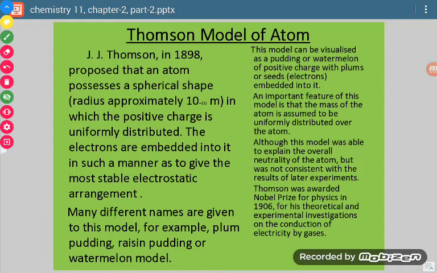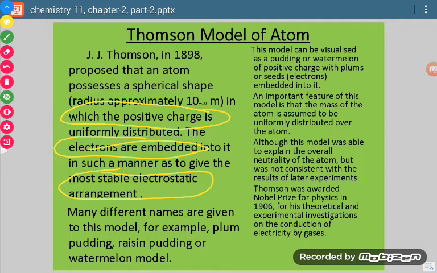The electrons are embedded. Embedded means having fixed position in such a manner as to give the most stable electrostatic arrangement. Means that electrons are at fixed positions, and positive charge is spread throughout the sphere. So this helps in stability of the atom.